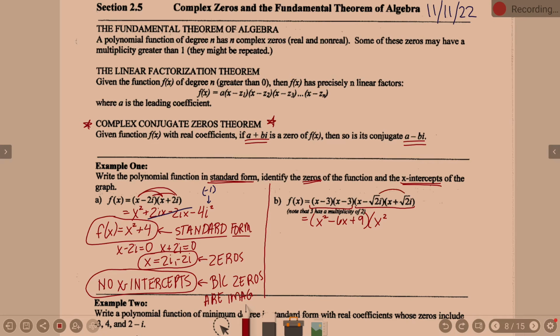Now, here's the one we have to be careful of. Negative square root of 2i times positive square root of 2i. Negative times positive is a negative. What's square root of 2 times square root of 2? 2. What's i times i? Now, what's negative 2i squared, though? Plus 2. Because i squared is negative 1, yes? Math is funky.